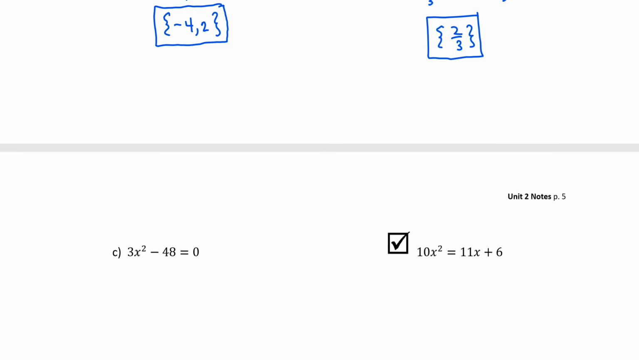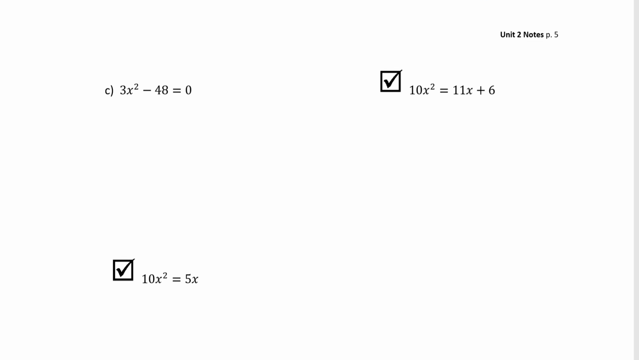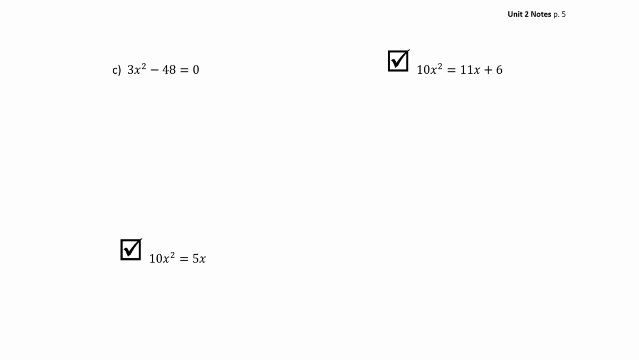Now, on this next set of examples, we're going to be considering other factoring methods. Don't forget about your other factoring methods. Example C is 3x squared minus 48 equals 0. We only have two terms here, and our goal is to factor it. So we're going to look at 3x squared and 48 and recognize they have a greatest common factor of 3.